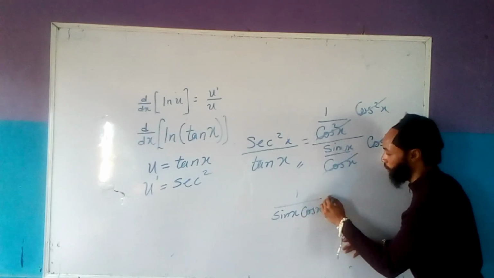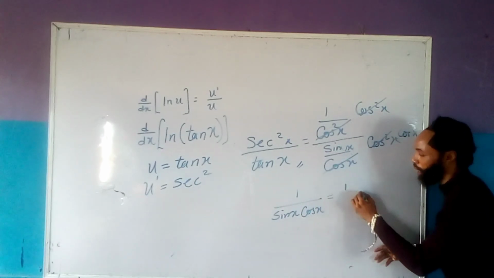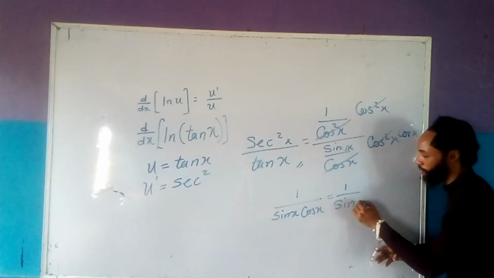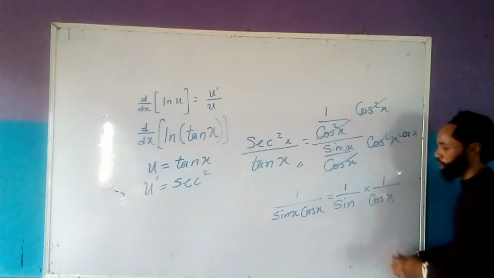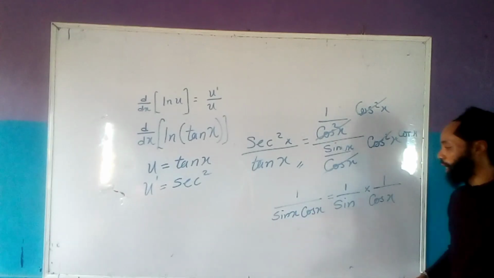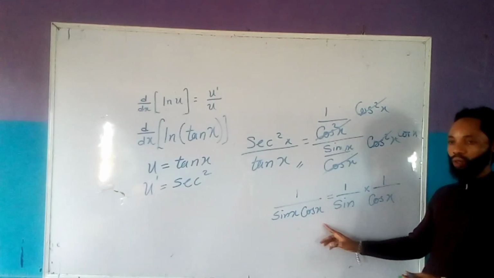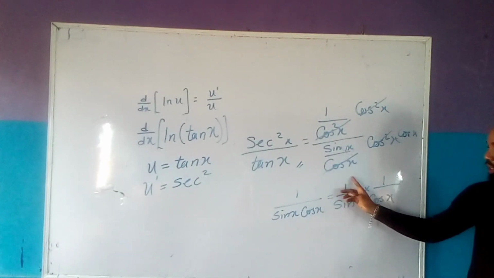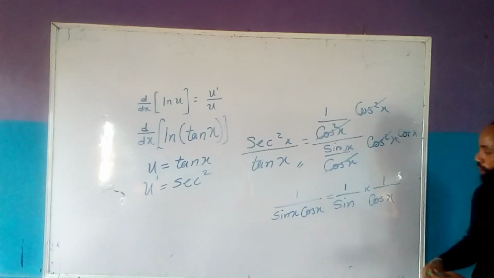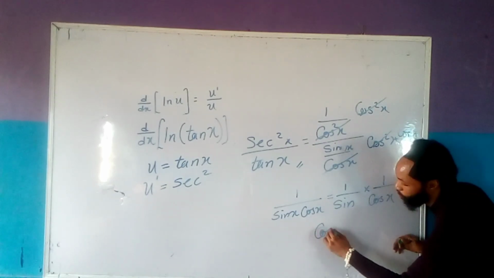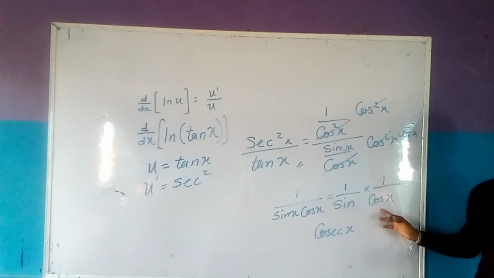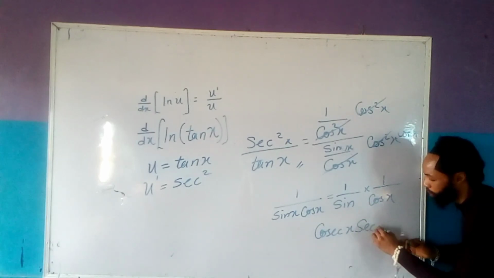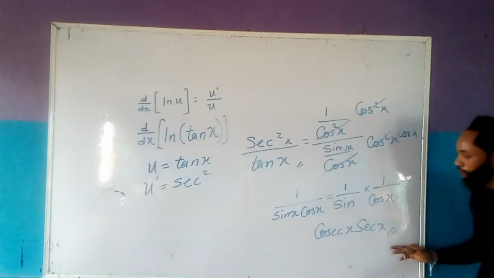And this can be further broken as 1 over sin x times 1 over cos x. 1 over sin x is cosecant, so we write cosec x. Then 1 over cos x is sec x. Now this is our answer.